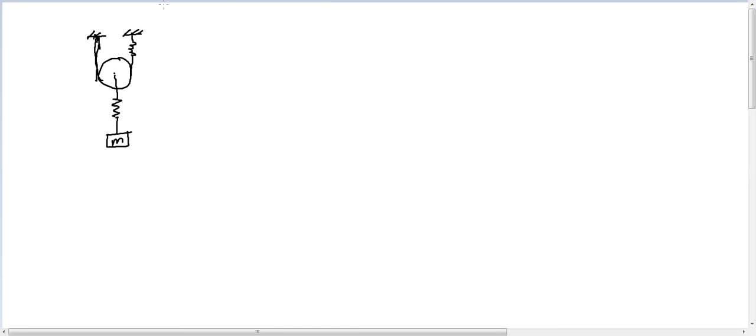Now let us consider one more example to find out the natural frequency. This is just similar to the previous problem. The only difference here is there is no spring at this location, but we have a spring on only one side. The stiffness of this spring is K, and here we have one more spring with stiffness K. Now we want to find out the natural frequency of this system.